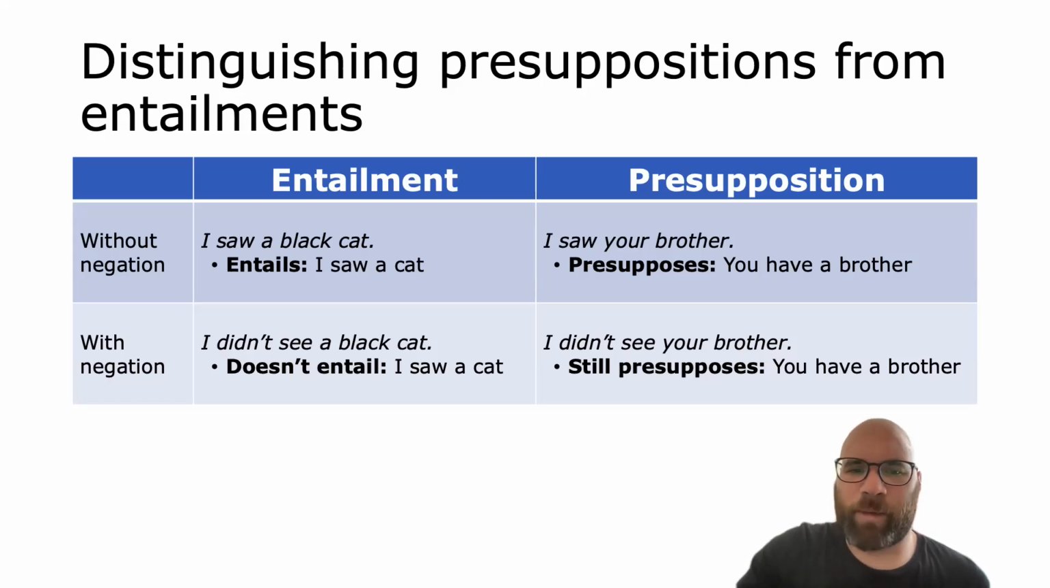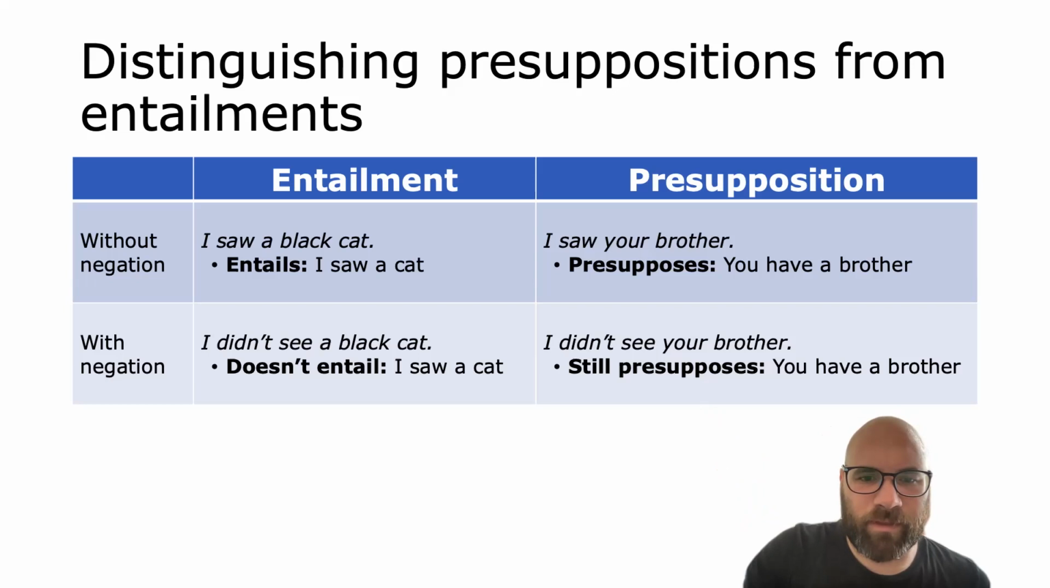And one thing about entailments is that if you put an entailment under a negative word, then it will flip. So for example, I saw a black cat means I definitely saw a cat, right? But if I say, I didn't see a black cat, that does not entail that I didn't see a cat, right? Because maybe I saw a white cat, maybe I saw an orange cat, maybe I saw a tabby cat or something, right? So I saw a black cat entails I saw a cat, but I didn't see a black cat does not entail I didn't see a cat.